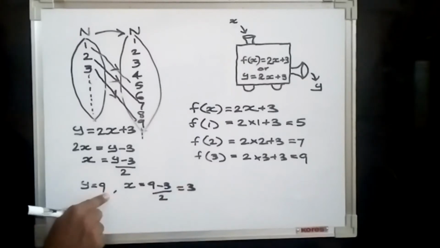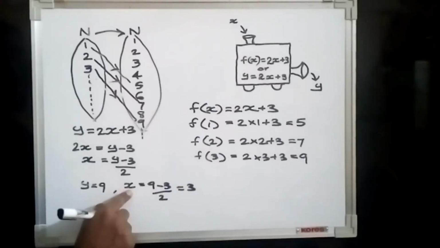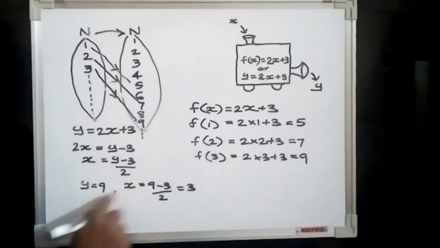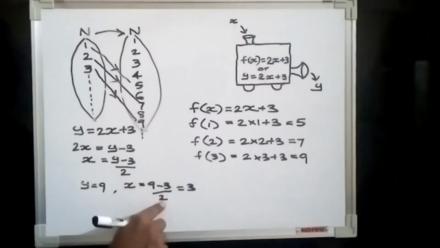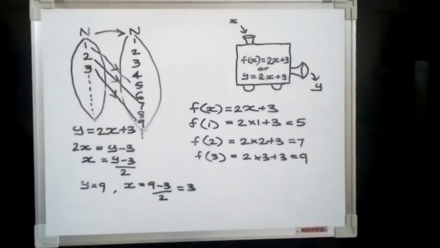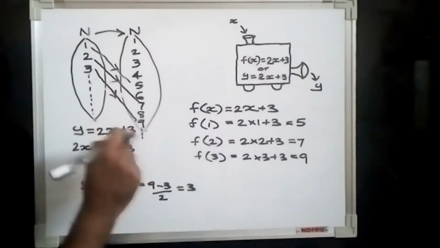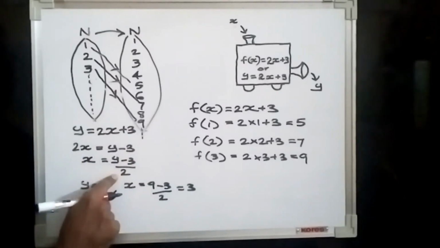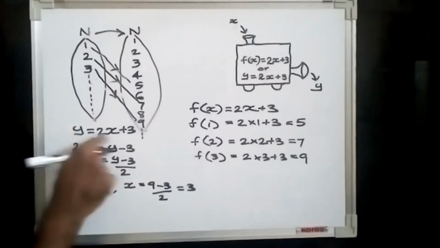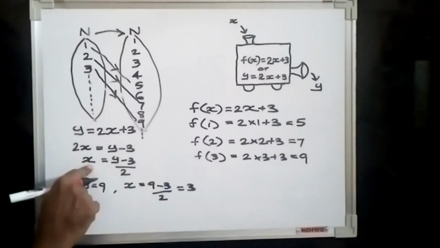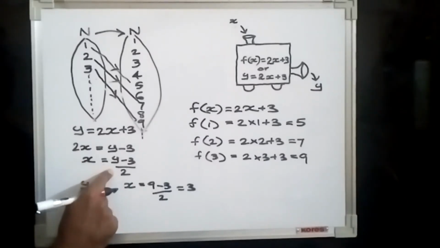That is, when the output is 9, we found the formula for getting the input. When the output is 9, the input is (9 minus 3) divided by 2 equal to 3. Thus, we have found the reverse relation. The original relation is y equal to 2x plus 3 and the reverse relation is x equal to (y minus 3) by 2. The original relation gives the value of the output when input is known. And the reverse relation gives the value of the input when the output is known.